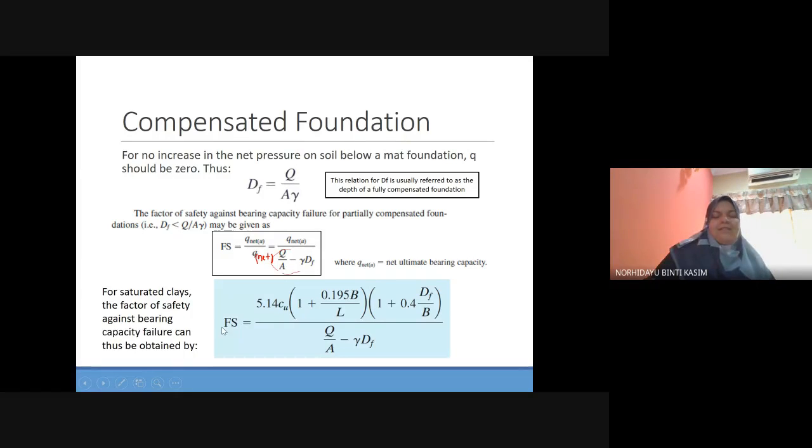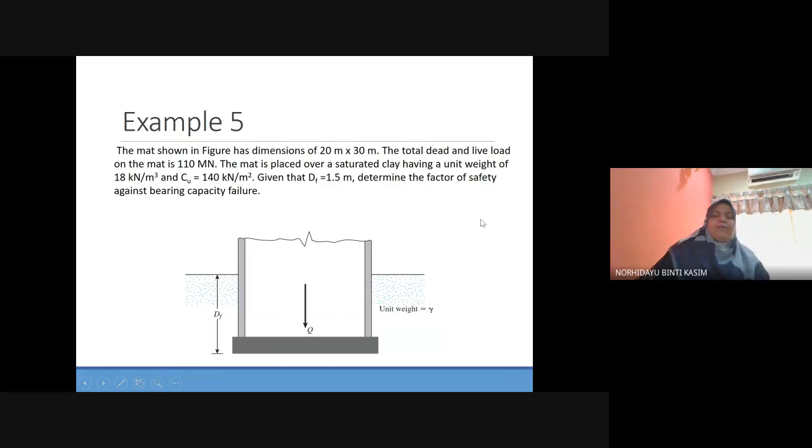But at the end, you have to know this. If there is a question on this in the exam, I will give the equation. So you have to know that q net ultimate, the net ultimate bearing capacity, is equal to this long equation. And then FS equal to q net ultimate divided by net allowable pressure. For the example, I will give you a separate session.